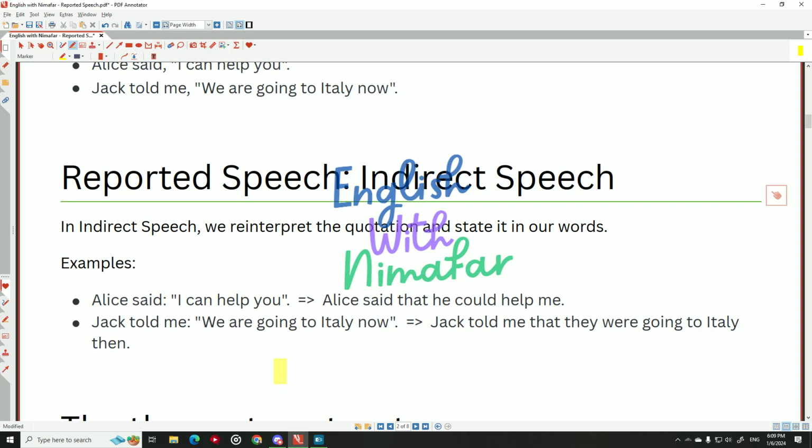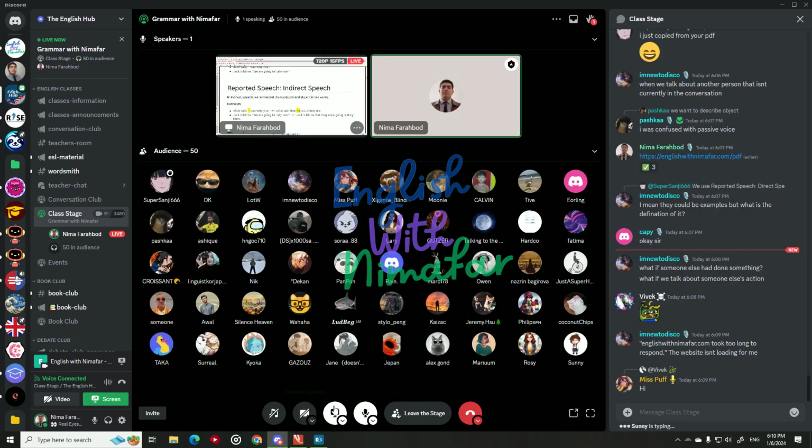There is no sign of commas, colons, quotations, nothing. And we change I to he or she, can became could, help, you became me. So we are changing something in this part.